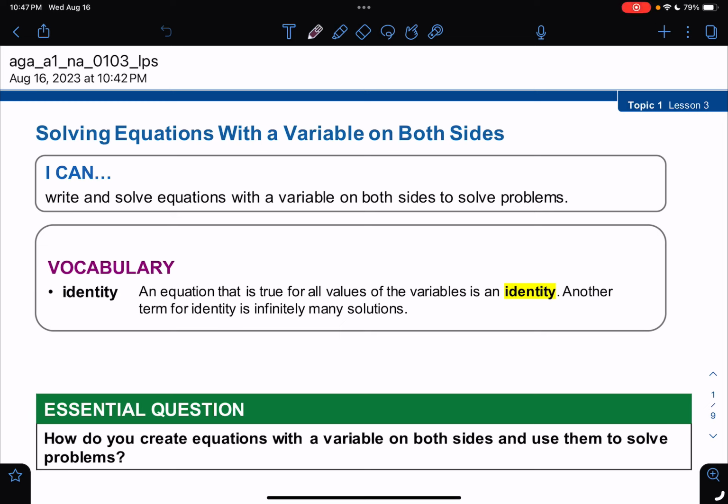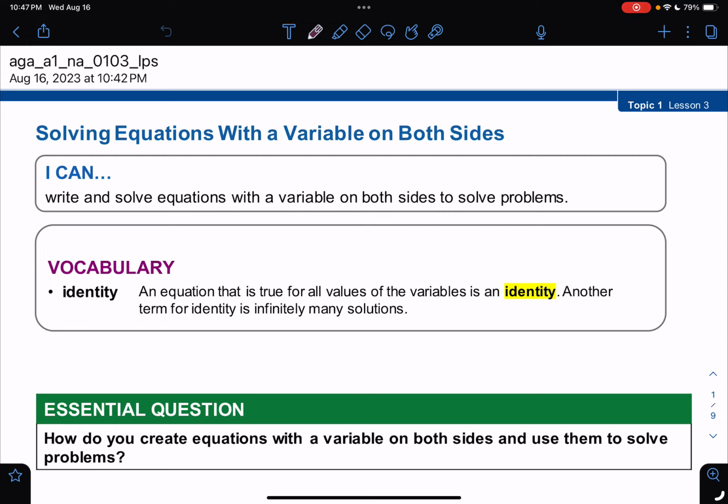Hello, this is lesson 1.3, solving equations with a variable on both sides. Our I can statement today is: I can write and solve equations with a variable on both sides to solve problems. I'm going to apologize for my voice. I am sick, which is why I'm not present, but don't mind me too much.